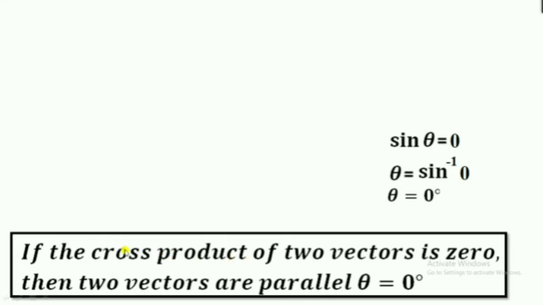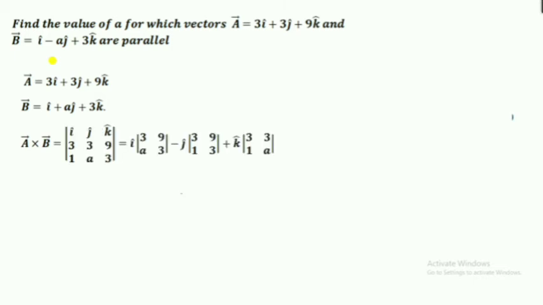So you have to remember that whenever you get A cross B is equal to 0, then you have to understand that A and B are parallel, angle between them is 0. So now let's find the value of A for which these two vectors are parallel. The question is asking what is the value of A such that A and B are parallel. So this is A, this is B. So let's find A cross B, because if they are parallel, A cross B must be 0.